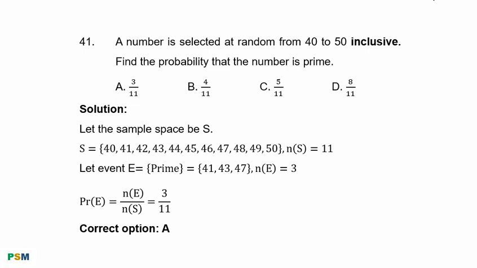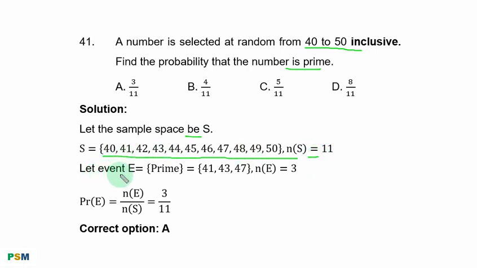Question 41. A number is selected at random from 40 to 50 inclusive. Find the probability that the number is prime. Solution. Let the sample space be S. So you list all the numbers between 40 and 50. You have them in this form. They are 11 in number.